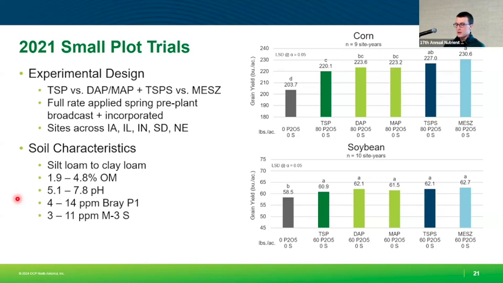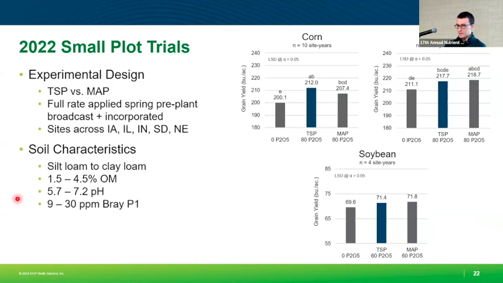I should mention too that for the most part, these are all acidic sites. It looks like there is one site that might be slightly alkaline in 2021. That's going to be an important thing to talk about too. I'll have a little discussion on how you can think about soil pH and phosphates in just a moment.